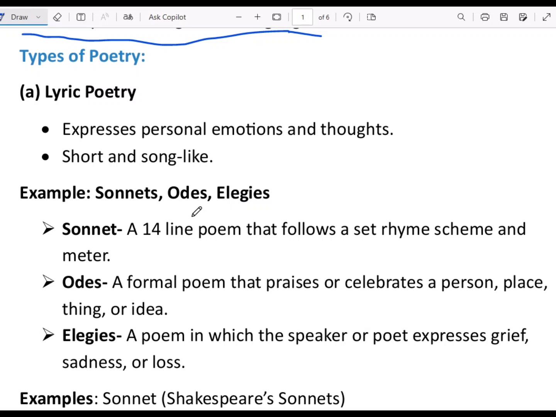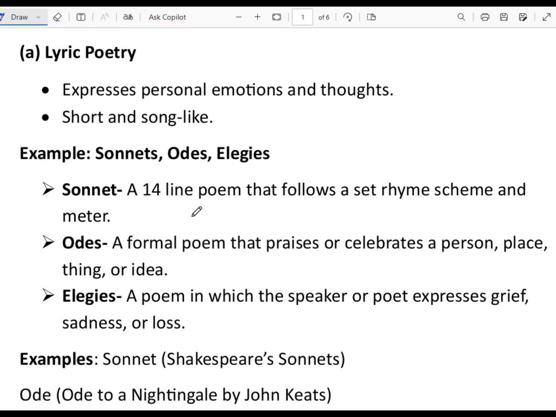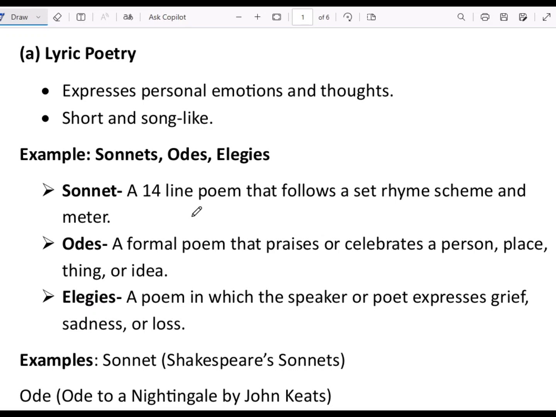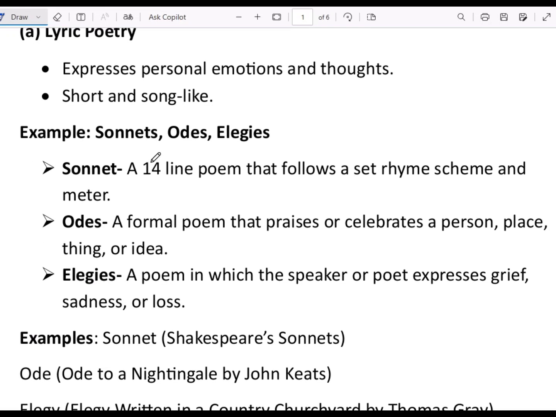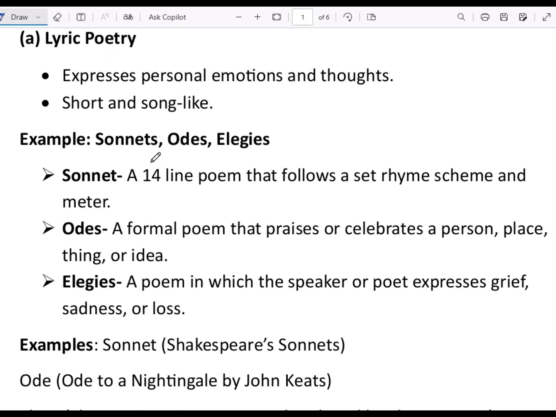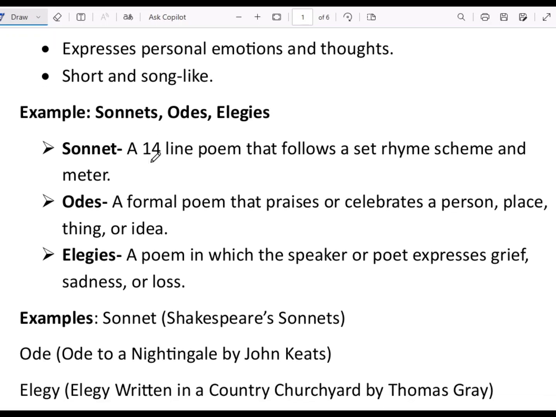So first we are going to talk about lyrical poetry. Lyrical poetry has some characteristics. The first characteristic of lyrical poetry is that it expresses our personal emotions and thoughts, and lyrical poetry is very short and song-like. And there are some examples that come under lyrical poetry, that is sonnets, odes and elegies. Let's learn a bit about what each of them is.